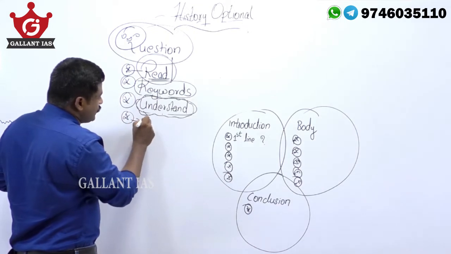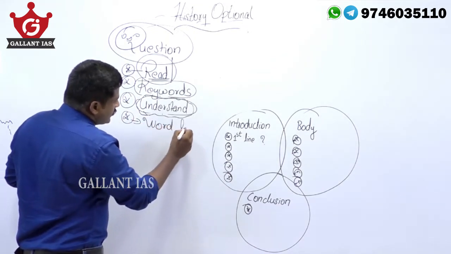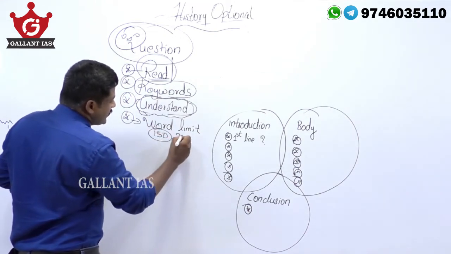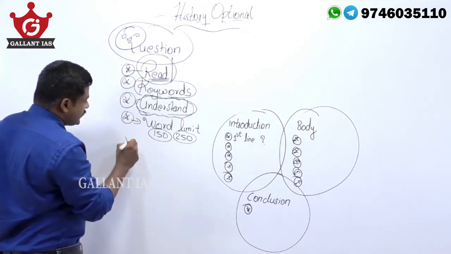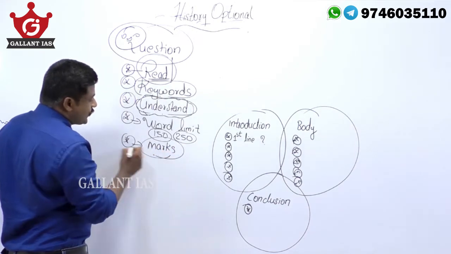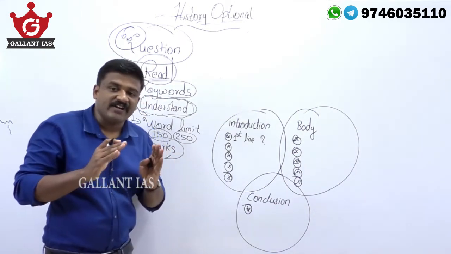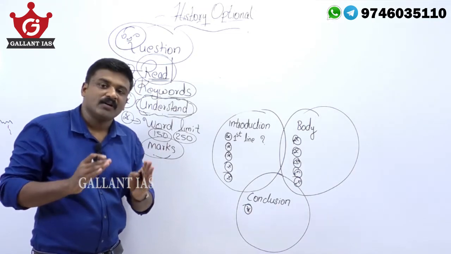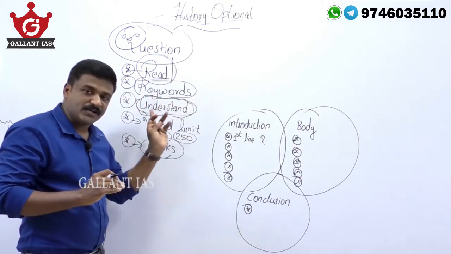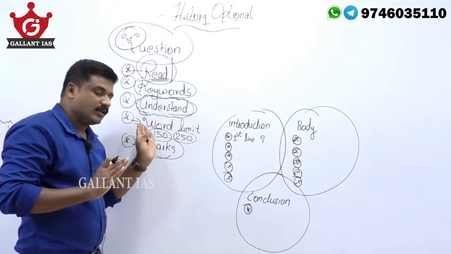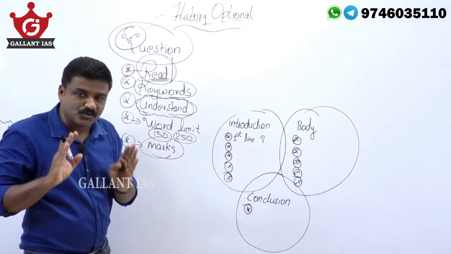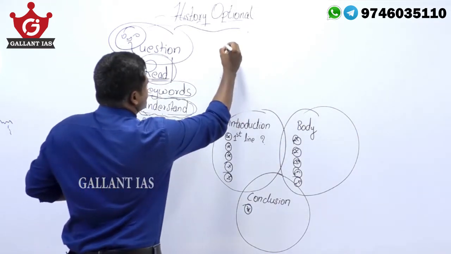Also notice what the word limit is. You might have seen sometimes it is 150, sometimes it is 250. Then also take care of the marks allotted to that particular question. So these are the very basic things you have to do when you deal with the question. Read the question carefully, underline the keywords, understand the complete demand of the question. Also notice the word limit and know the marks. Once you understand the question, the next part is answering.